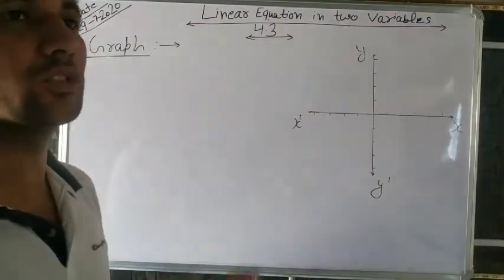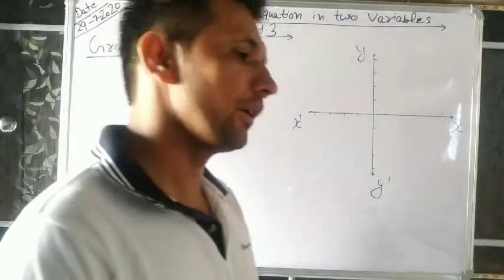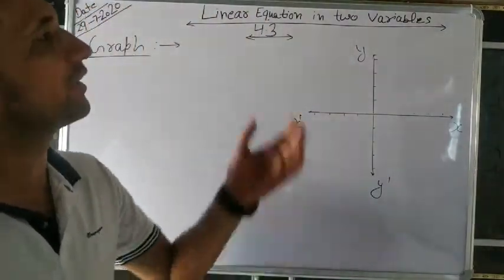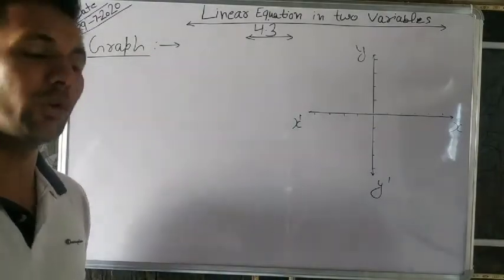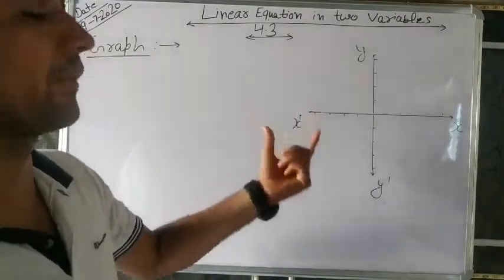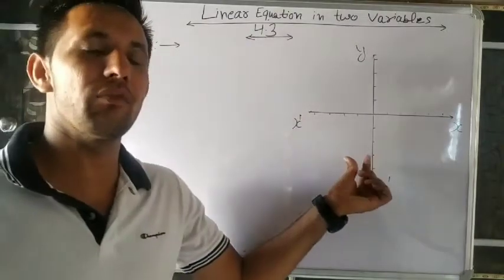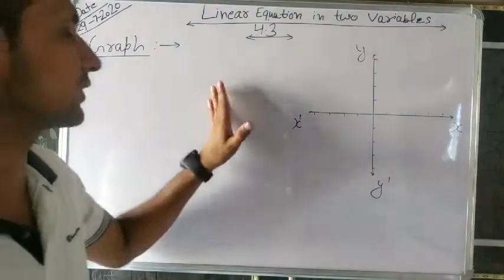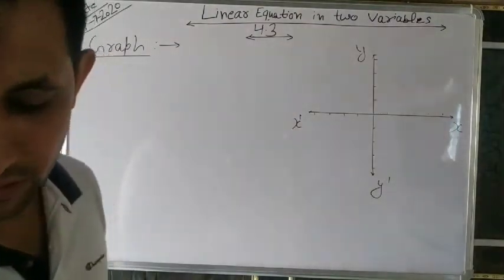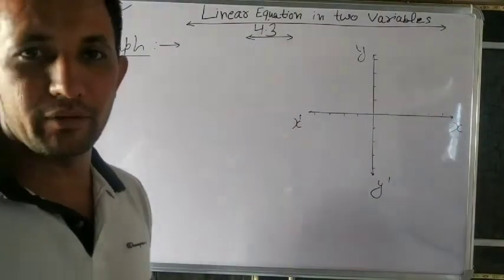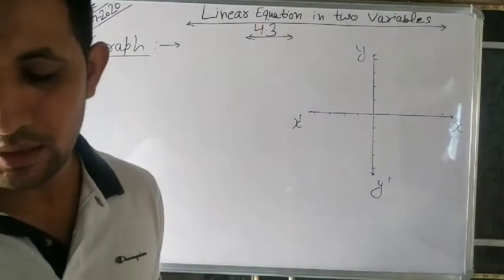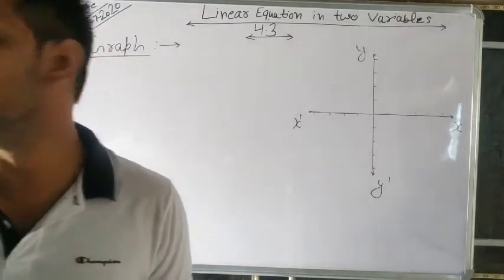Yesterday we learned the solutions of linear equations. What is it? Find the solution of a linear equation in two variables. Today we will learn how to draw the graph of a linear equation in two variables. The first question of our Exercise 4.3, read everyone: draw the graph of each of the following linear equations in two variables.